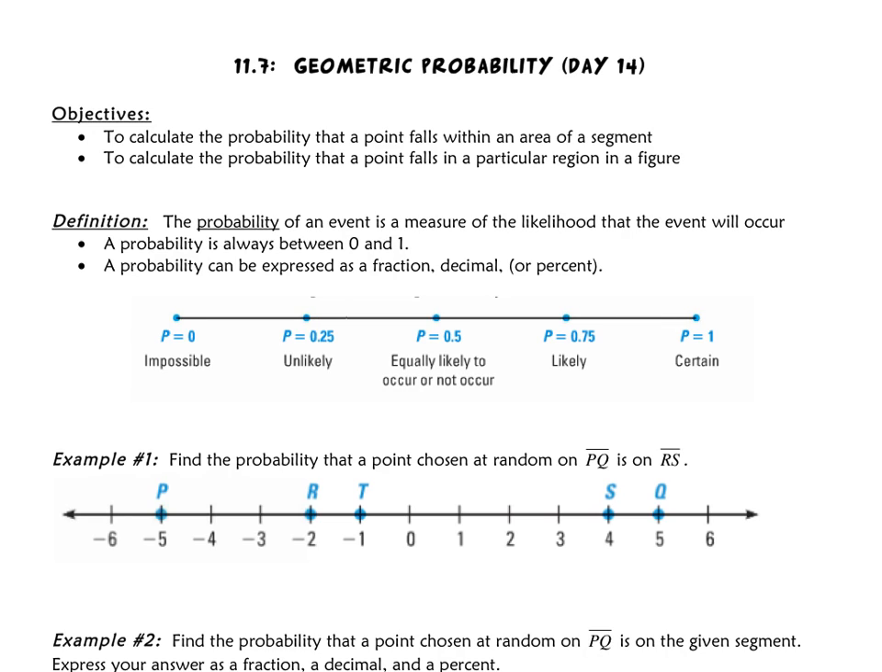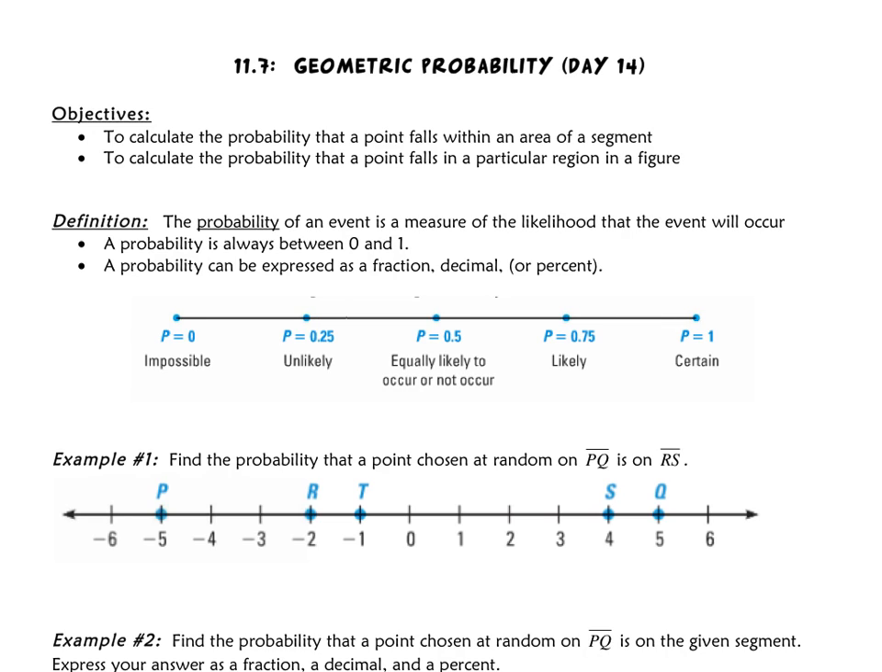The definition of probability is that the probability of an event is a measure of the likelihood that the event will occur. So probability is always going to be between 0 and 1, and you could write it as a fraction, a decimal, or a percentage. For example, the probability that I'm going to grow wings and fly away is 0. There's no chance of that. The probability that I will fall asleep today is 1. That's going to happen for sure.